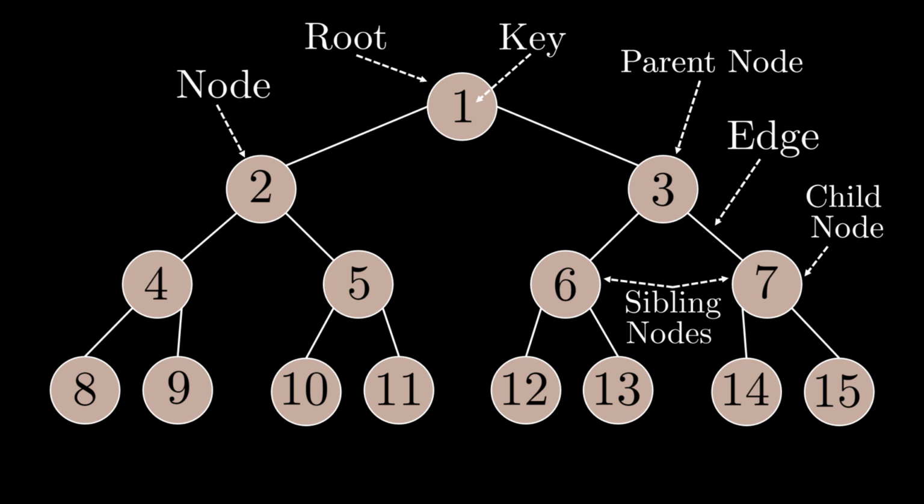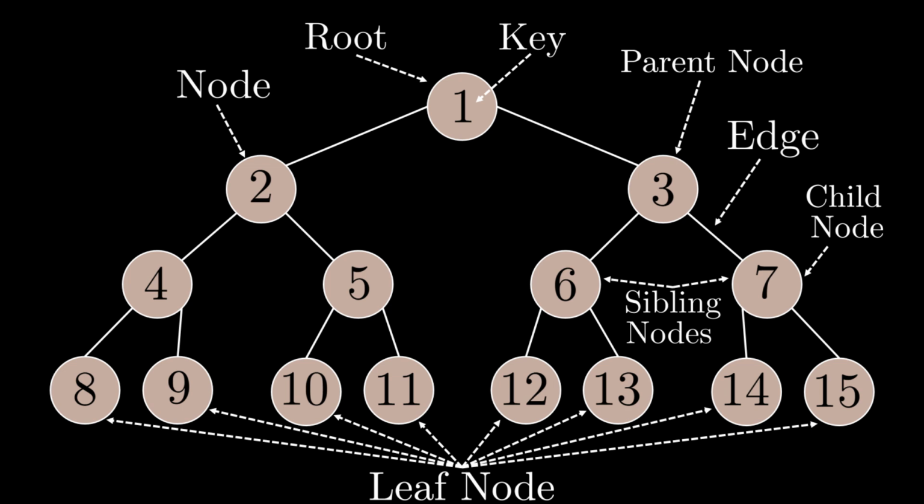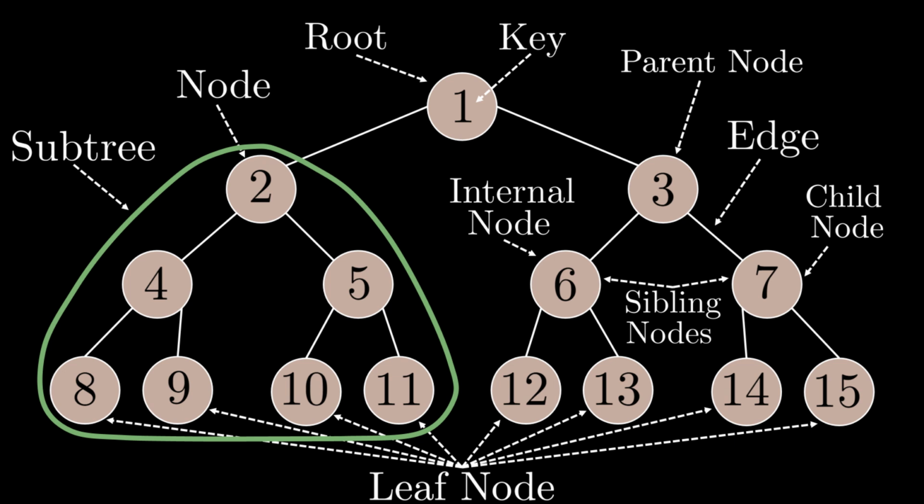Sibling nodes share the same parent and they can be referred to as the left child and the right child. A leaf node is a node at the end of a binary tree that doesn't have any children. On the other hand, an internal node has at least one child. A subtree is a section of a binary tree that starts from a specific node and includes that node along with all of its children, grandchildren, and so on.